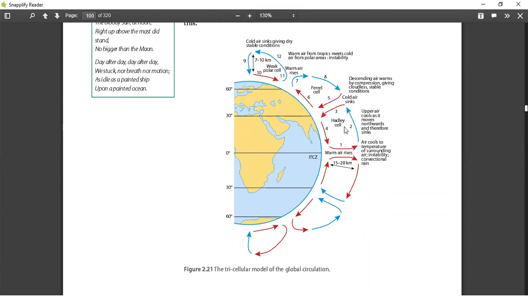And then as you can see, the Hadley cell is moving up and down. As it moves up, more blue arrows are starting to appear because the temperature is becoming lower. And then we eventually have blue arrows there at the polar cell on top. So these points here on the sides of the cells can also be a definition of what's happening inside the cells.